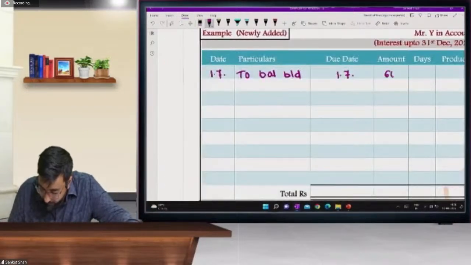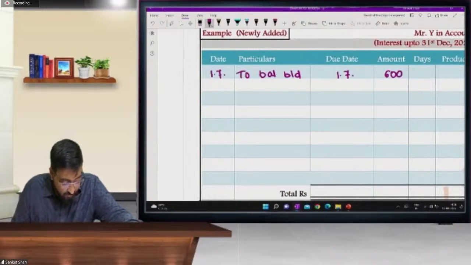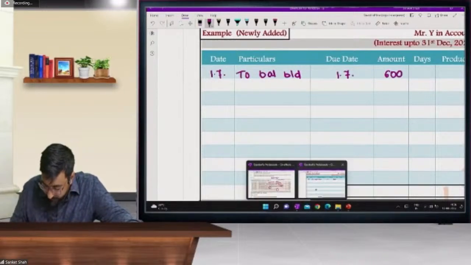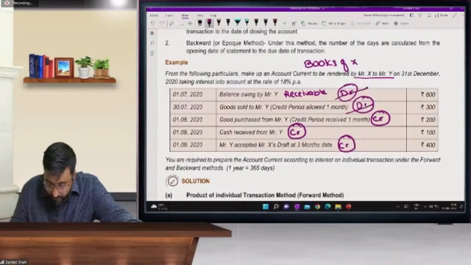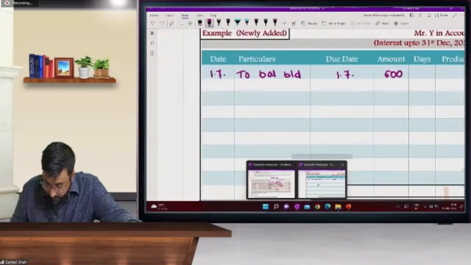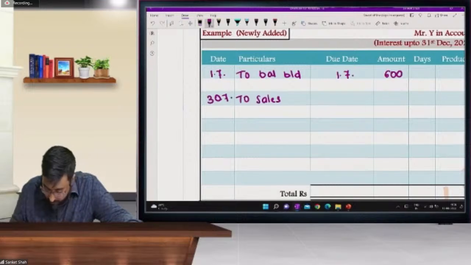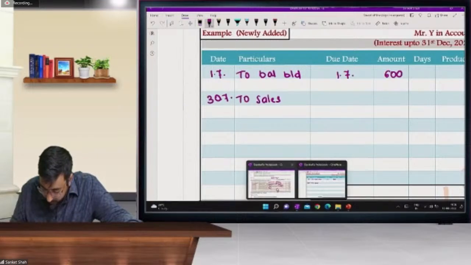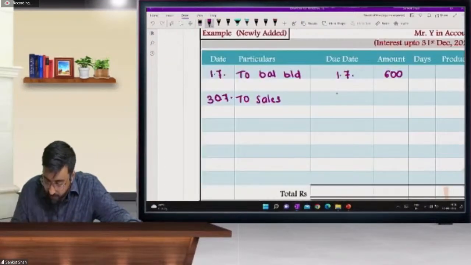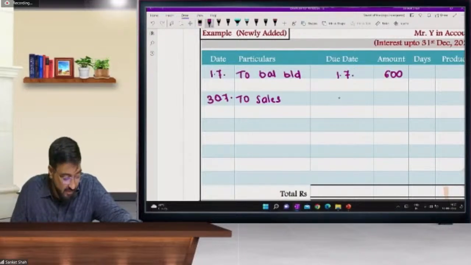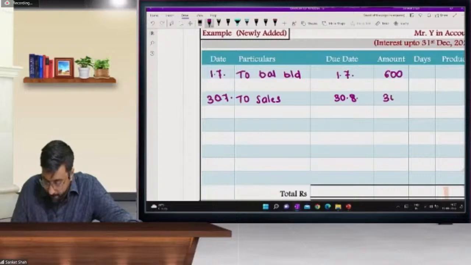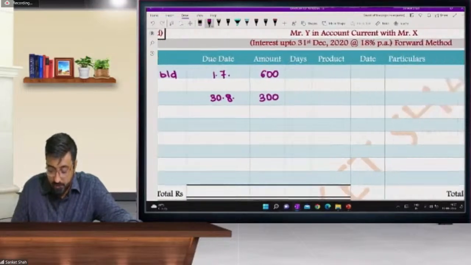600. Days and product, we'll do it later. Next date, debit, 30th July, credit period 1 month. To sales, July, 1 month period, credit period. Don't add grace days. This is not a bill of exchange. 30th August, amount is 300.